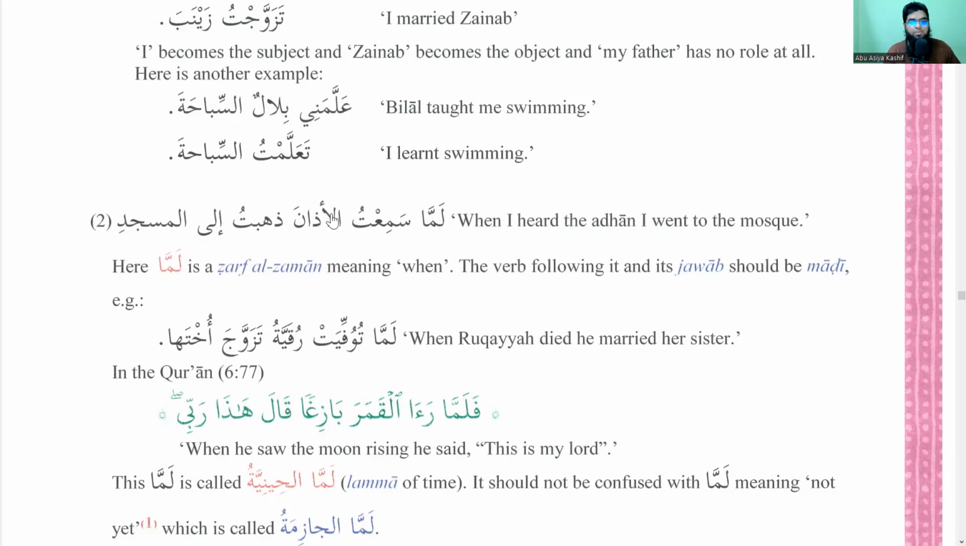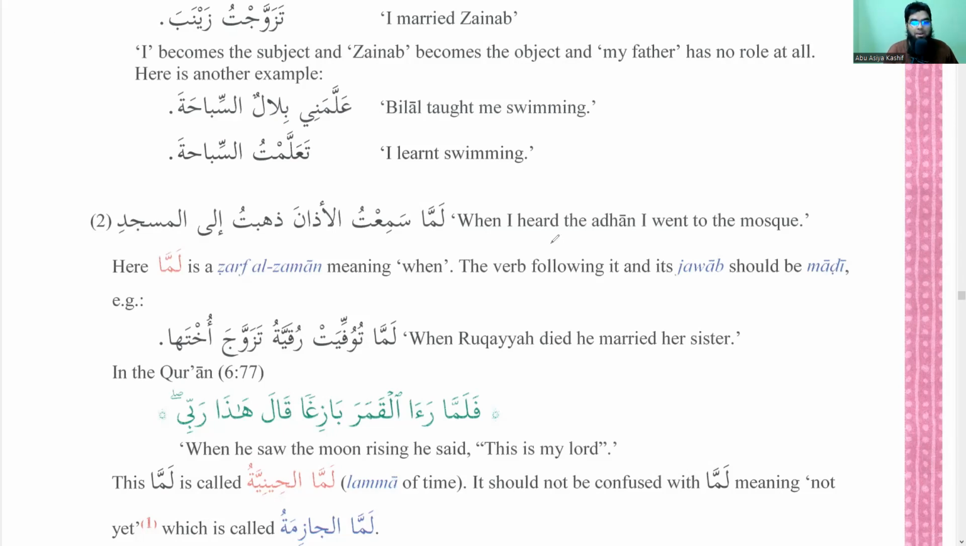In stories, Allah subhanahu wa ta'ala uses idh for past tense stories. Idh also means when, but idh means remember. إِذْ قَالَ إِبْرَاهِيمُ لِأَبِيهِ. إِذْ قَالَ means remember when Ibrahim said to his father. Lamma is used between the stories: when this happened, that happened. The word following it, its jawab, should be madi. And you have to use a madi after it.